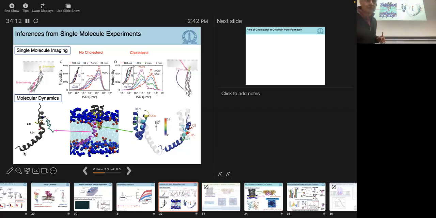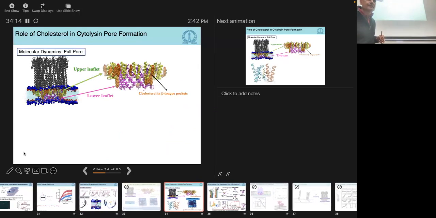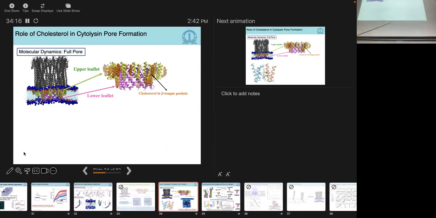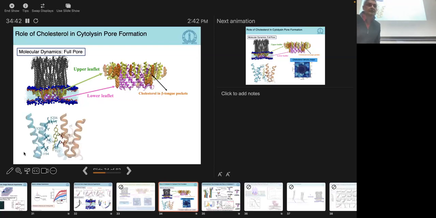Now, what happens with the full pore complex, which is more interesting? So we did the full pore simulation with cholesterol, and lo and behold, we see this. This is a snapshot at the end of the simulation. These molecules are the cholesterol molecules here in orange. We find that the cholesterol likes to wedge between the green, which are the beta tongues. So the cholesterol molecules actually go in between these beta tongues in this large complex and sit in there. And it's like a cement, it sort of glues the entire structure together.